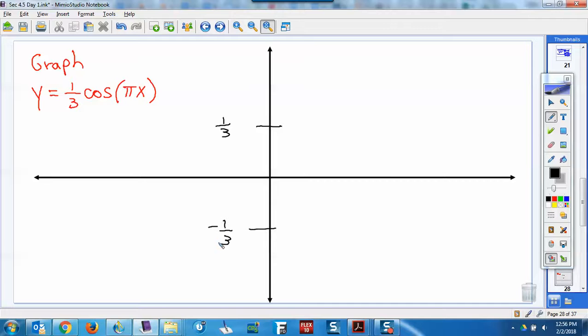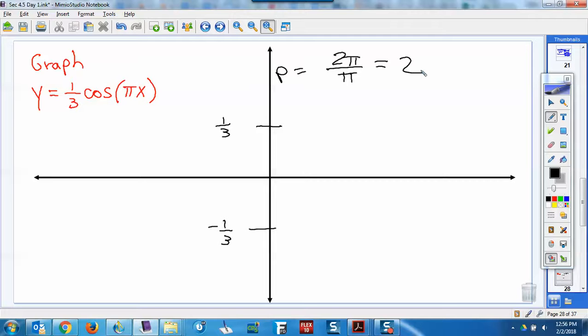Okay? Now, if I give you a graph with the scale already made up, then you're going to have to fit that in, and we may do that as we get better at it. But right now, I'm just going to say, hey, that graph's going to go to a peak of 1/3 and down to negative 1/3. Okay, what's a pi do? So the period's going to be 2 pi divided by pi, which is 2. So the period of this is going to be 2.